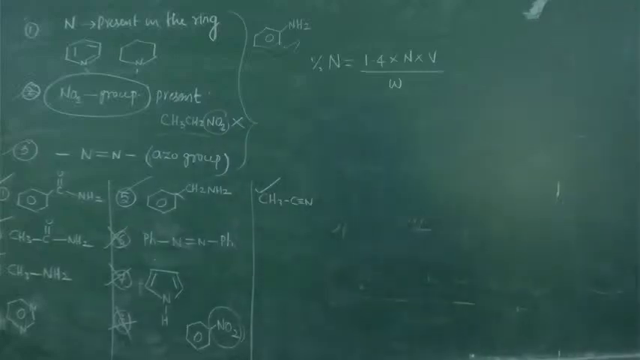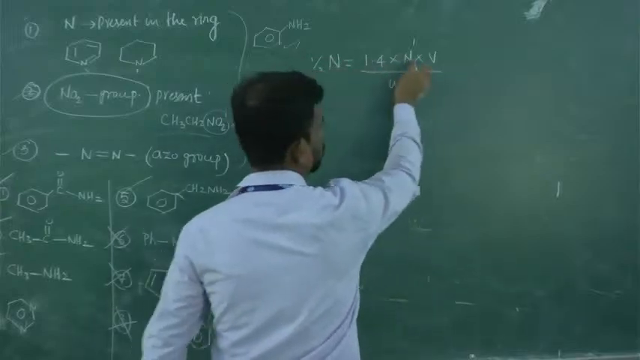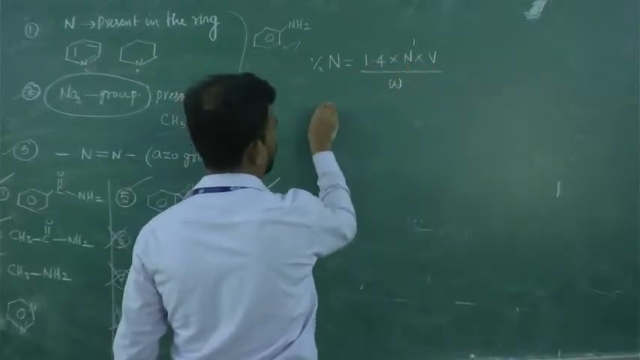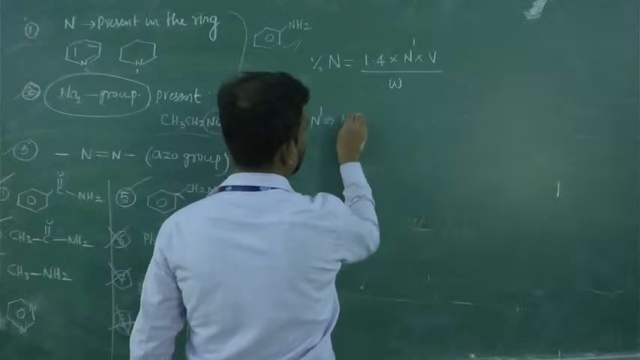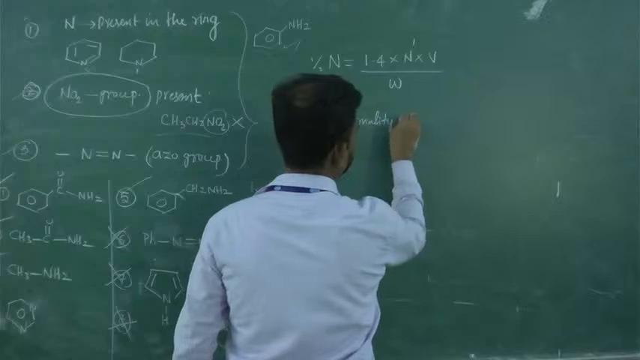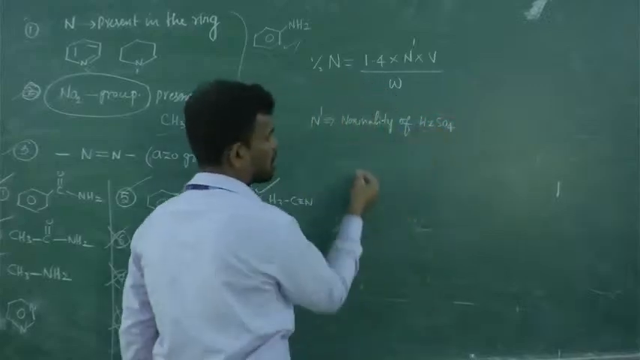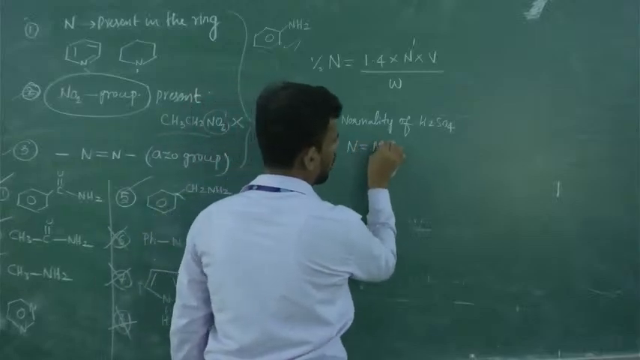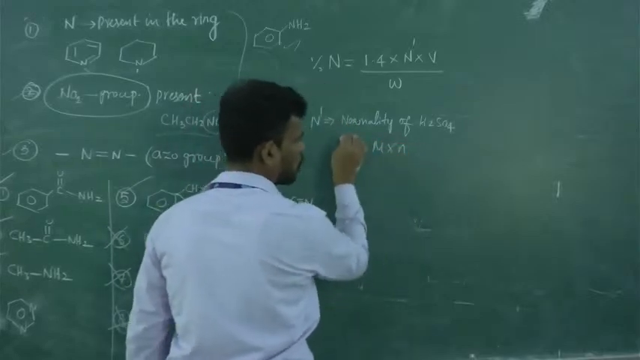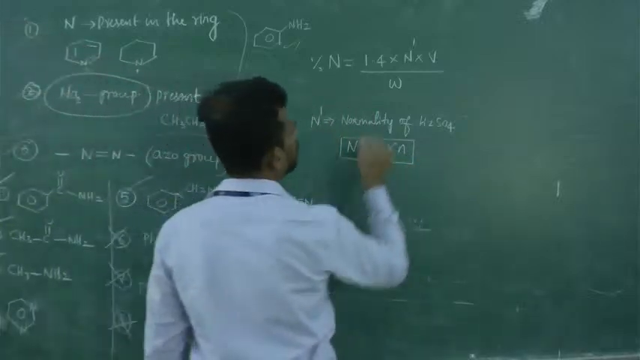In the formula, 1.4 into normality. Let's say N dash, nitrogen. You have to differentiate these two. N dash is the normality of sulfuric acid. And we know this relation, normality means molarity into N factor. Please note this, you should know this formula also. Molarity into N factor.